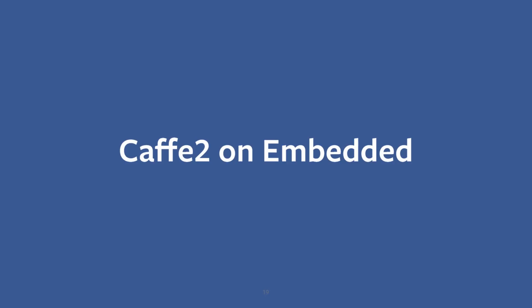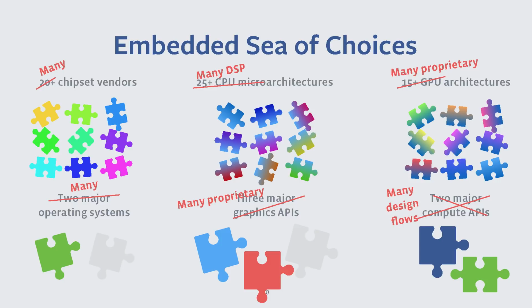Then we talk about Caffe2 on embedded. We are just starting to look at the embedded area, and when we look at mobile, it's already very fragmented. On embedded, it is even more fragmented. We have many more chipset vendors, many DSP architectures, many proprietary architectures, and a lot of different operating systems, even proprietary APIs, many design flows. So that's a sea of choices that we have to deal with.